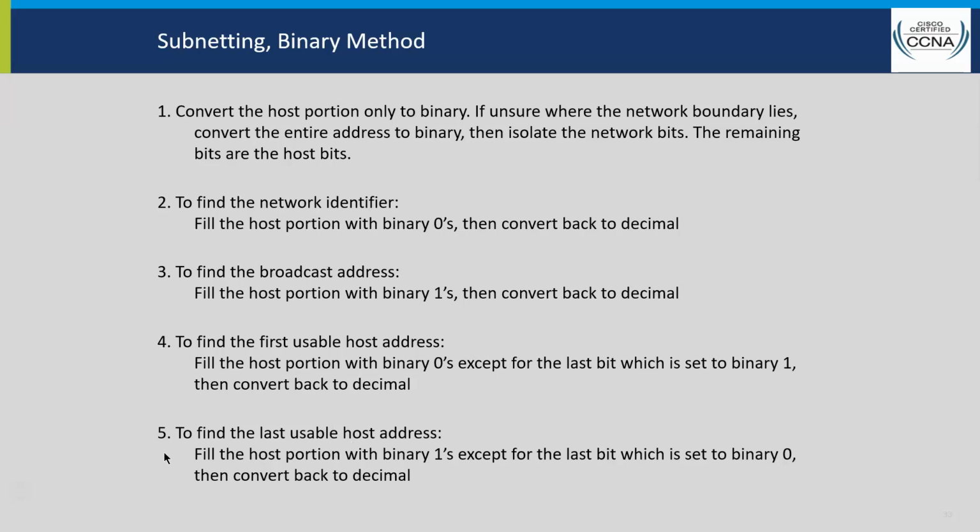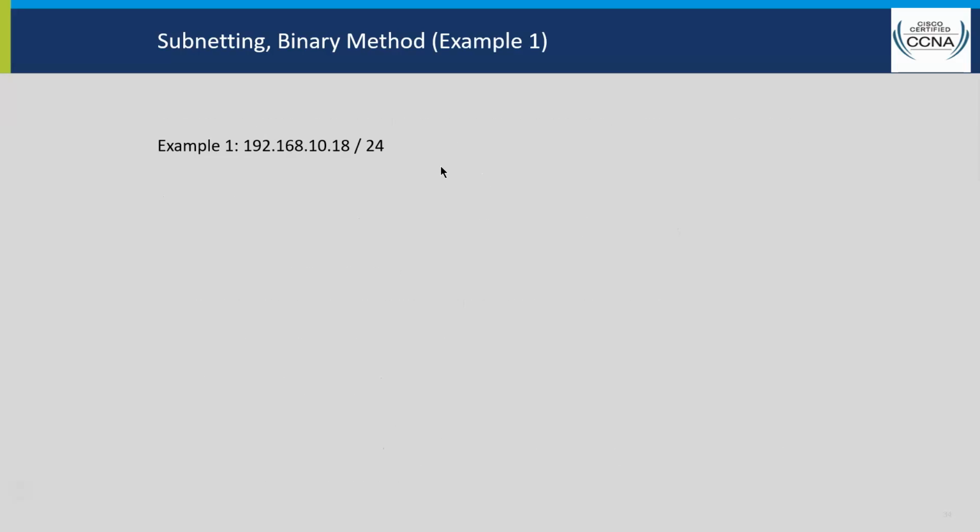Define the usable hosts. Fill the host portion with binary ones except for the last bit. Set that to binary 0, then convert it back to decimal. The first usable, the last usable. The things that we could have done, or we can just use the increment in order to force this thing into the world for us.